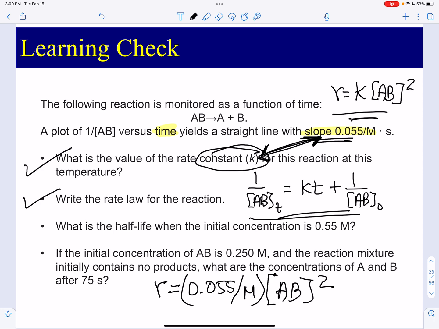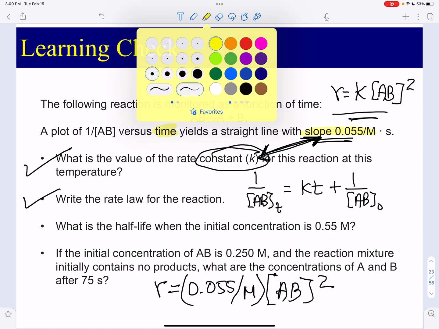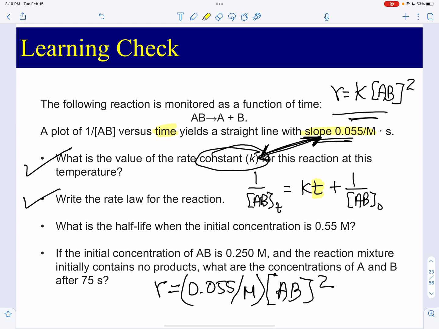What is the half-life when the initial concentration is 0.55? You know the definition of half-life. The definition of half-life is the time required for something to be cut in half. So we're trying to find the time at which the concentration gets cut in half. We call that half-life.